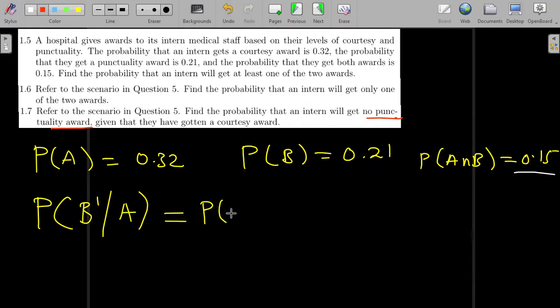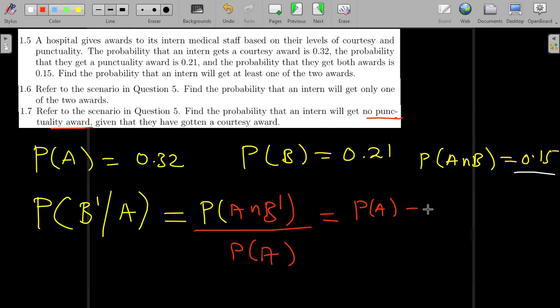So this one now, when we expand it, it will just be B complement intersection A, or we can write it as A intersection B complement. It will still be the same. Then divided by the probability of A. So now this one on top from the previous question, we say it's the same as probability of A minus the probability of A intersection B. Then this we divide by the probability of A.